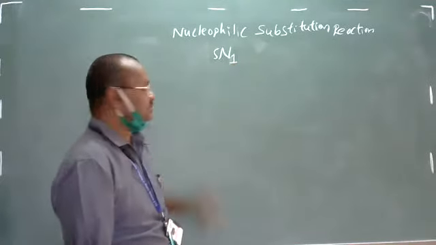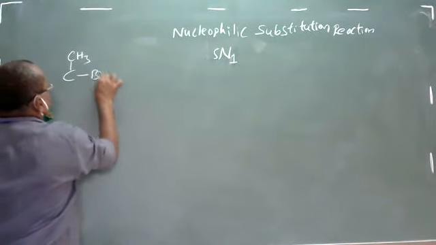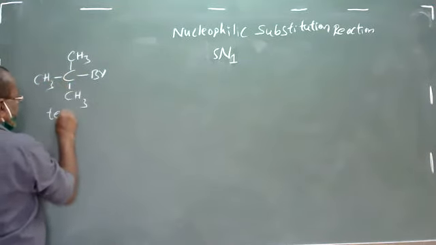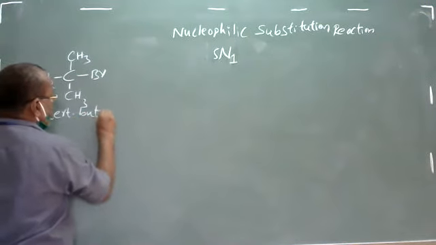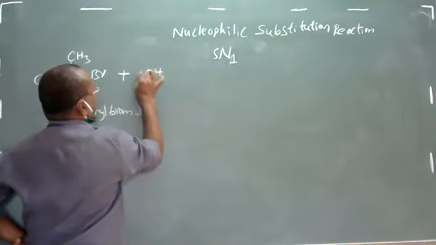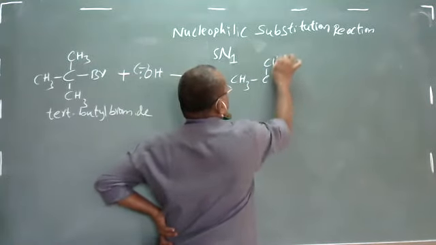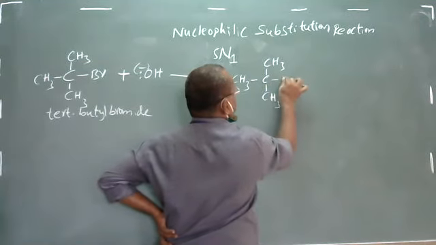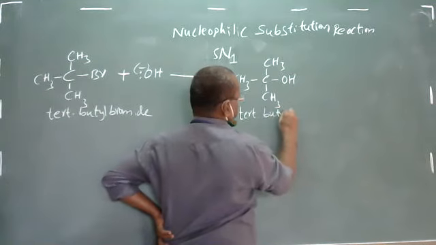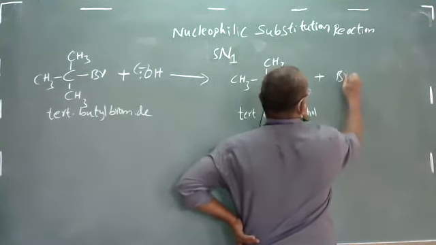Substitution monomolecular reaction. In this, the example I'm taking is tertiary butyl bromide, which is going to react with a nucleophile to form tertiary butyl alcohol, plus a bromide ion is generated as a byproduct.